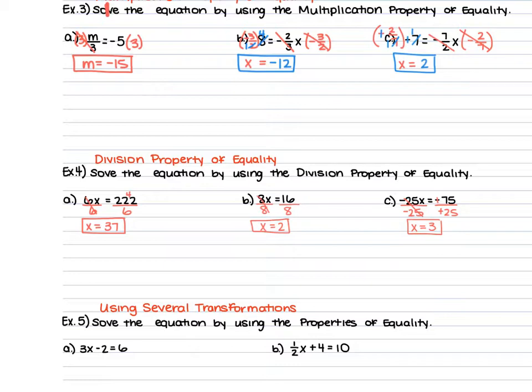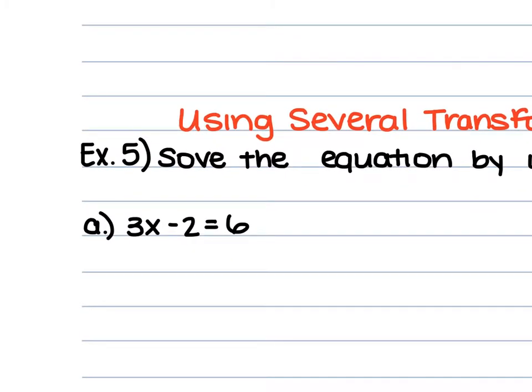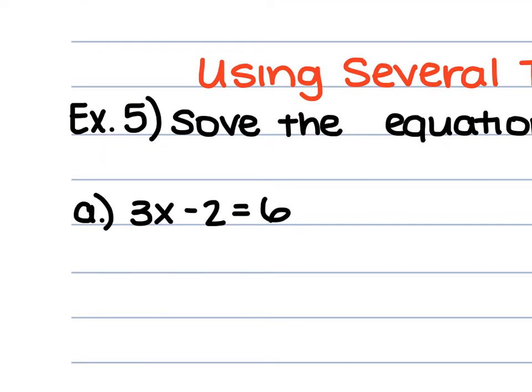Like I mentioned earlier, sometimes you're going to be using more than one step in order to solve these equations. If we look at example 5, we are solving these equations by using multiple steps here. So if we look at A, we have 3x minus 2 is equal to 6. Whenever you're working with problems like this where there's more than one step that it includes in order to solve, you want to undo addition or subtraction before you undo multiplication or division.